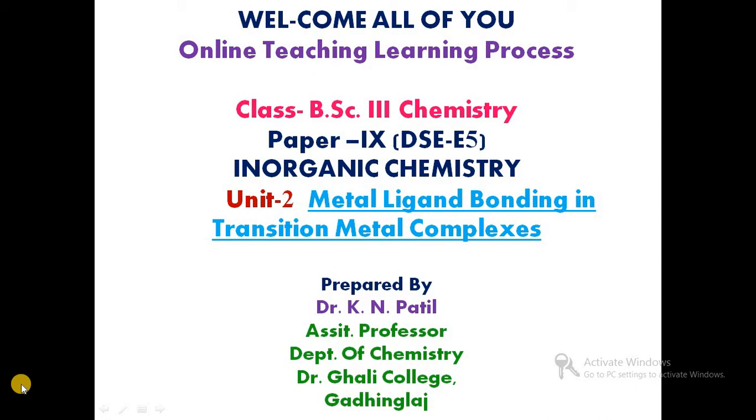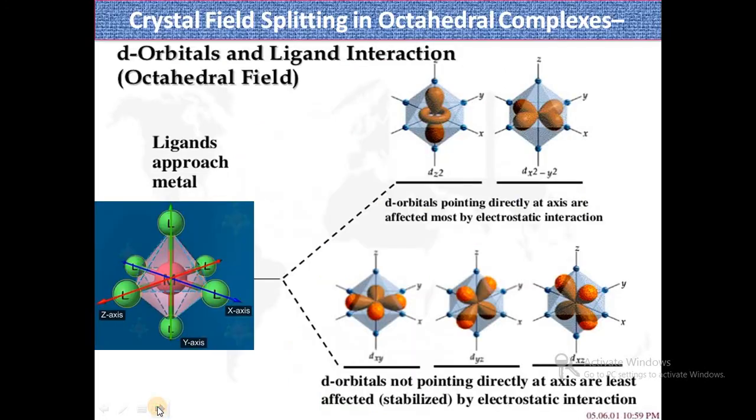In the last video we started Unit 2, metal-ligand bonding in transition metal complexes, which is from Paper 9, Inorganic Chemistry. We also saw the shapes of d orbitals and the assumptions of crystal field theory. In this video we will see crystal field splitting of octahedral complexes. So our point is crystal field splitting in octahedral complexes.